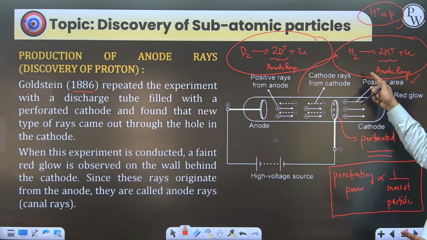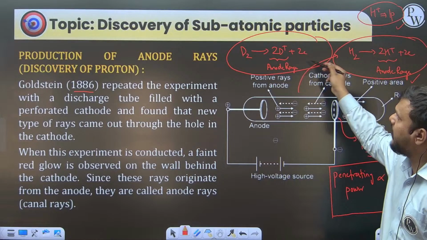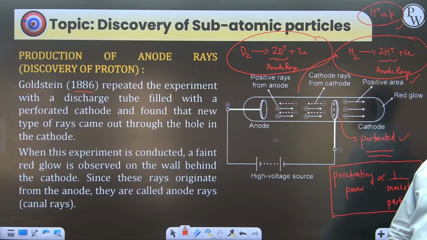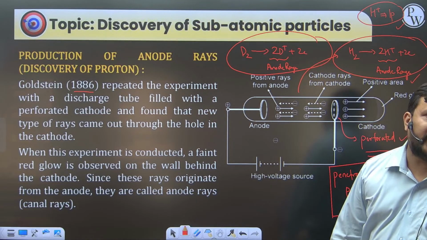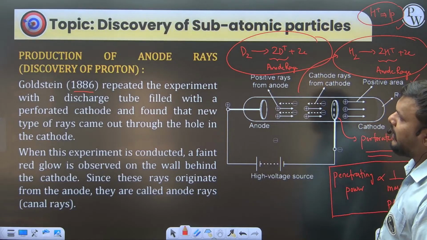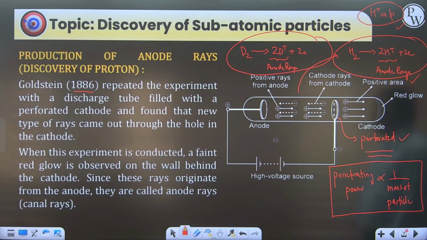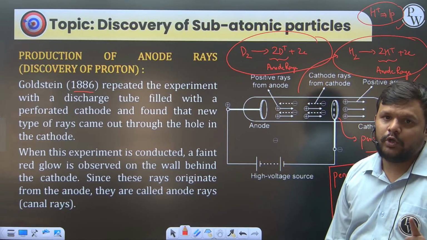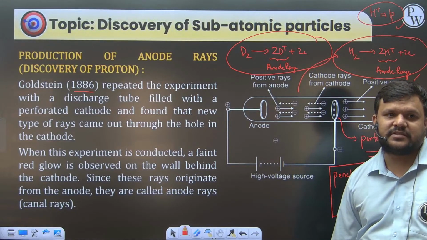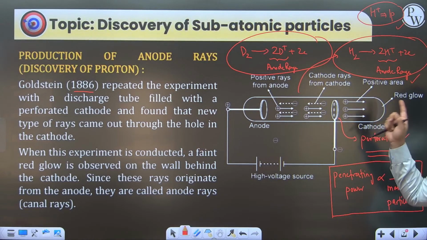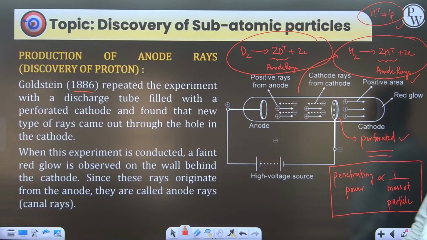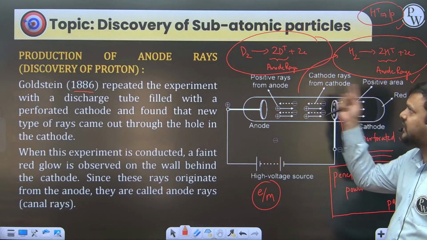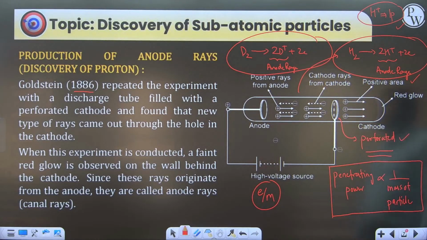Because if you change the gas over here from H2 to D2, the anode rays are changing. Now you can get deuterium plus, which is of course not the proton, because deuterium has one proton and one neutron. So you are getting a very important point over here, that in the cathode ray experiment, the e by m value, the charge by mass ratio, did not change by changing the gas. But over here you can see that by changing the gas, there will be a change in the value of the e by m ratio, because you can see the anode ray is getting changed over here.